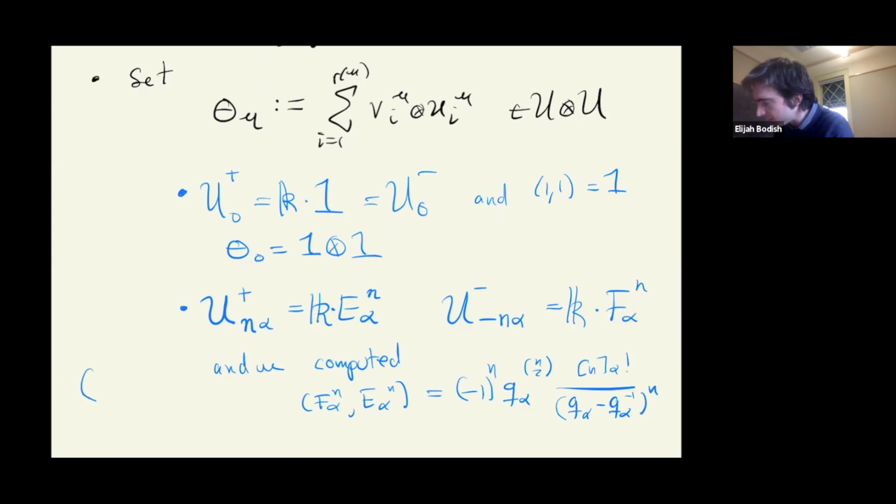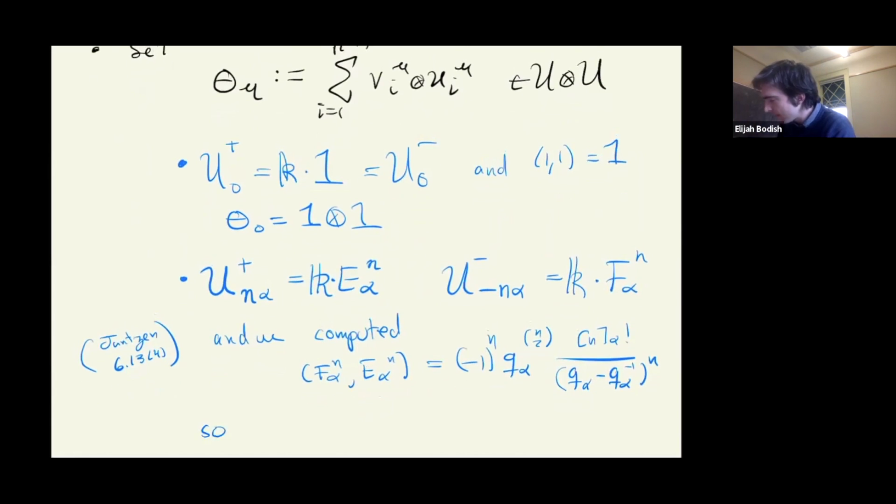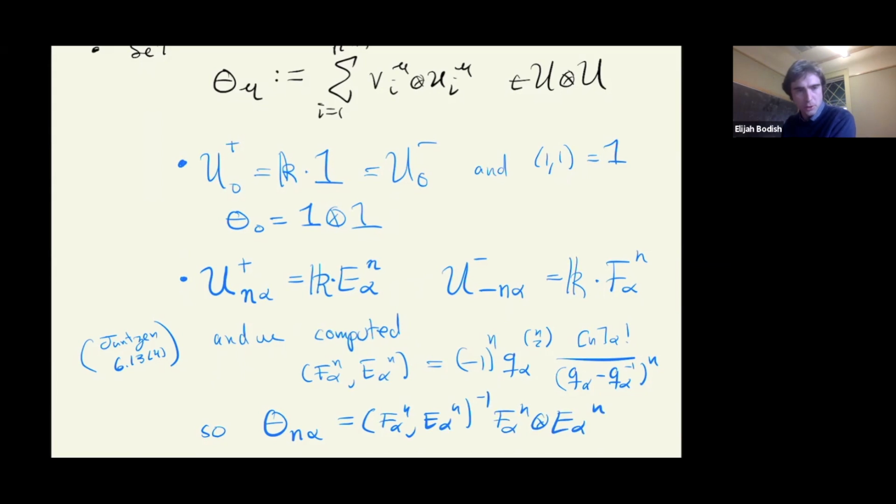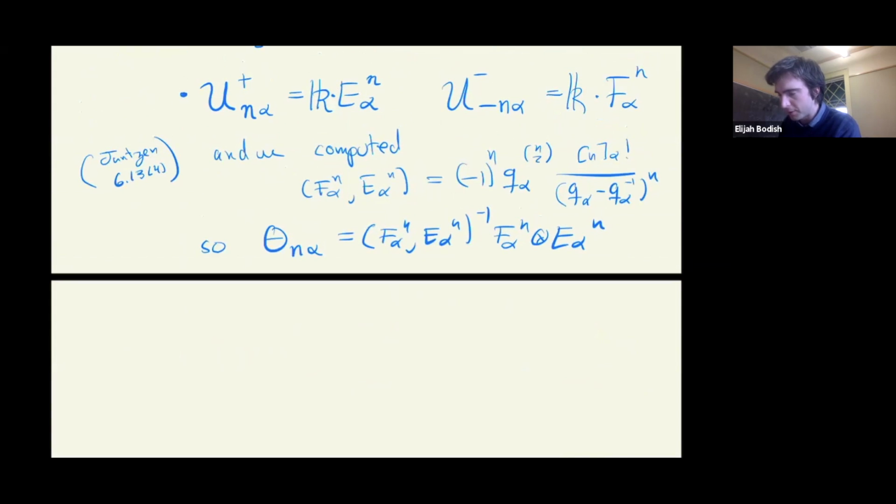If you want to see this, it is in the book, 6.134. And so that means that theta_n alpha is, well, I'm not going to rewrite it again, but this is F_alpha^n E_alpha^n inverse, F_alpha^n tensor E_alpha^n. And for G equals SL2, the positive part of U is just spanned by E_alpha to the n. It's just a polynomial algebra on E_alpha. And the minus part is a polynomial algebra on F_alpha.